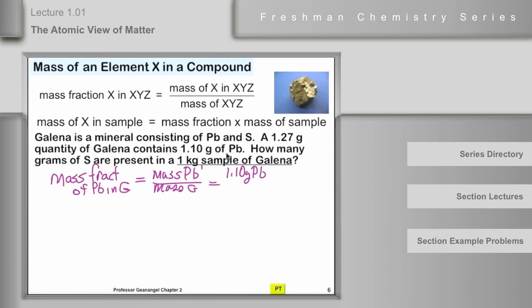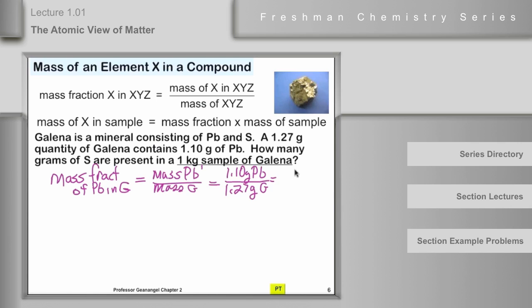Incidentally, do you make it a practice to underline the quantities in problems that you do? Sometimes that helps. If you have no idea how to start, underline the quantities and be sure you know what the units are. Sometimes that alone will be enough to give you a clue as to how to proceed. Okay, but I digress. We're going to divide 1.1 grams of Pb by the mass of the sample that contains it, which is 1.27 grams of galena.